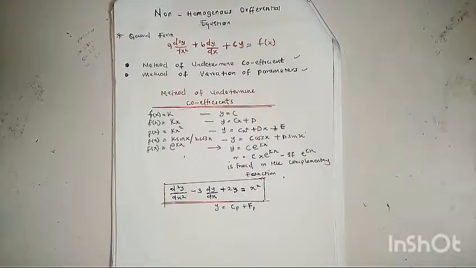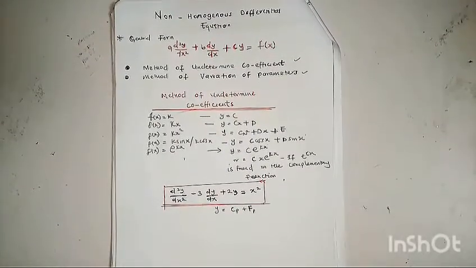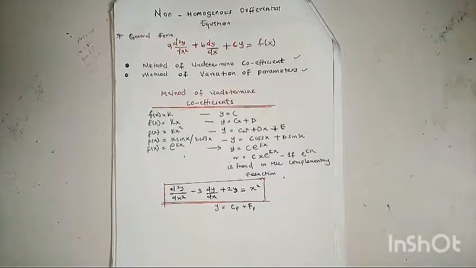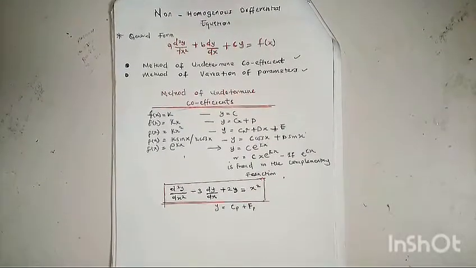Today we're going to be looking at how to solve non-homogeneous differential equations. Basically, we're going to be considering two methods: the method of undetermined coefficients and the method of variation of parameters. So now let's get down to it.